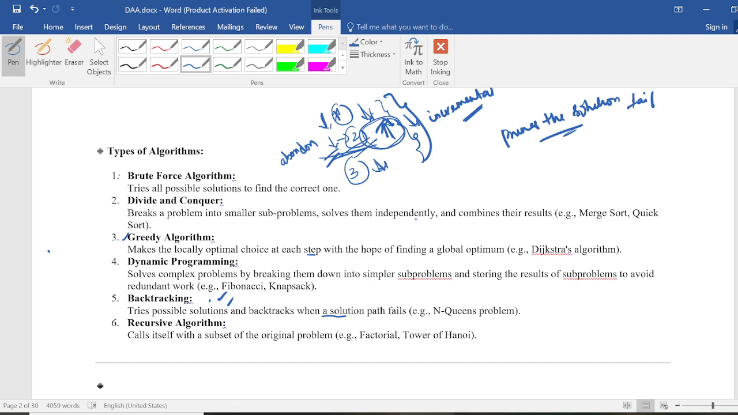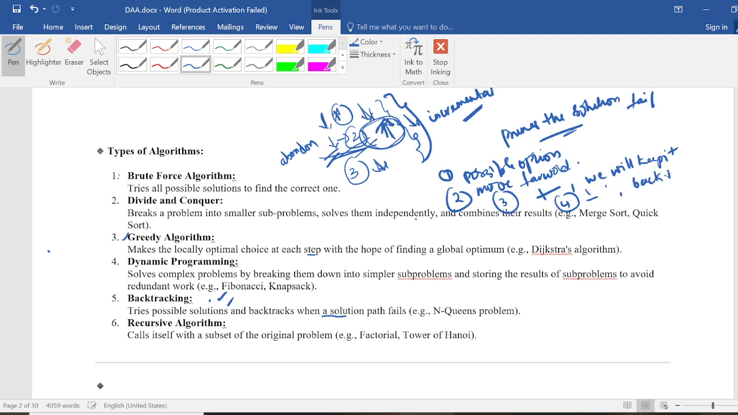So what are the steps involved in this algorithm? First, choose a possible option, and then move forward. Third, if the choice leads to a solution, we'll keep it. If the solution is positive, we will keep it. If it is not a possible solution or is a negative solution, we will backtrack or abandon it, trying another option. So these are the steps involved in the backtracking algorithm.